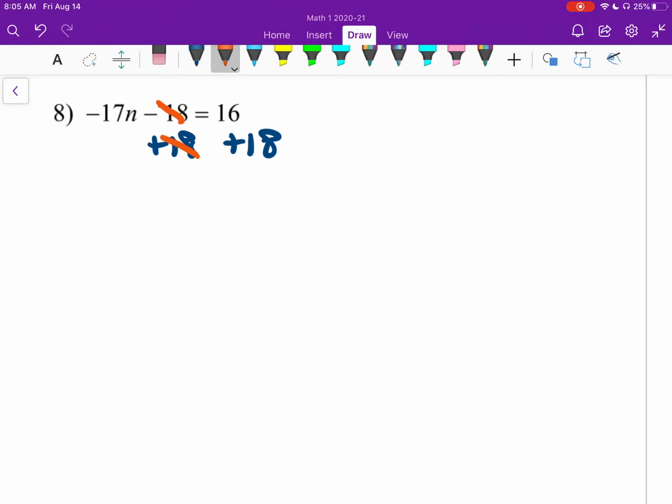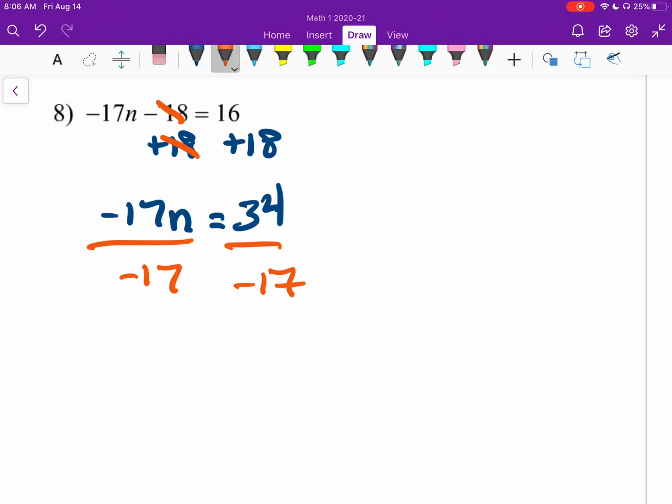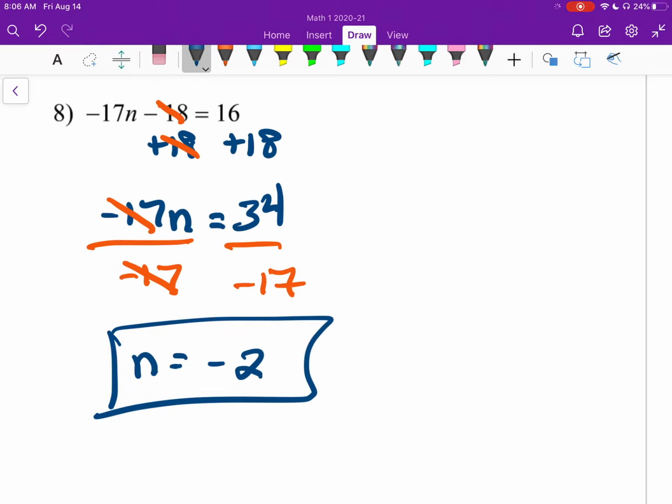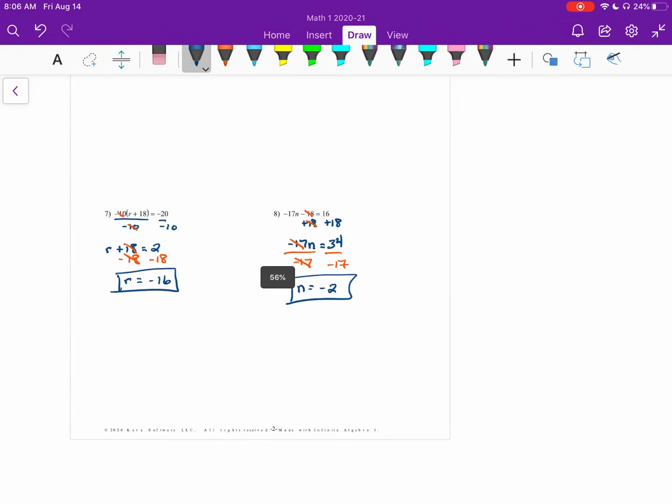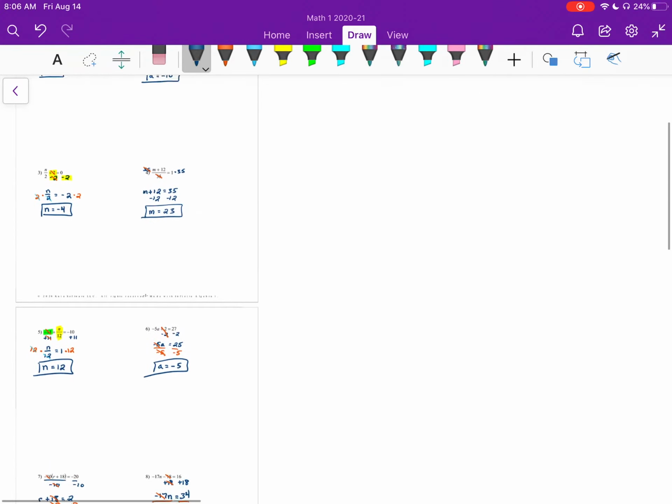So my 18's on the left cancel, and then I've got negative 17n equals, what is that, 16 plus 18? 16 plus 18 is 34. Okay, now I'm able to divide by negative 17. My 17's on the left cancel, and I get n equals, what is that? Is that going to be negative 2? That is negative 2. All right. That is Math 1, 1.3, two-step equation notes.